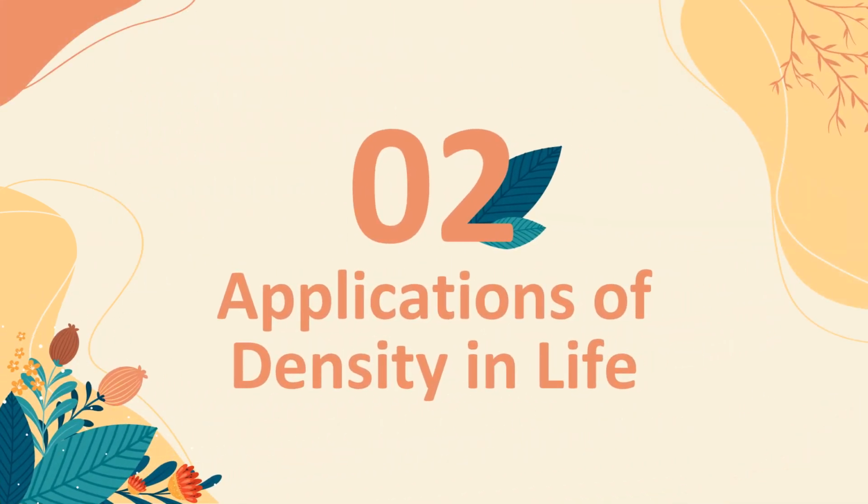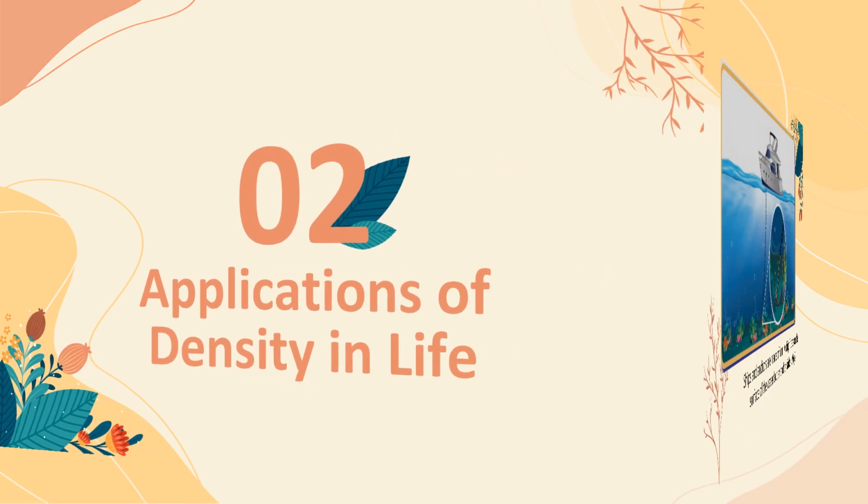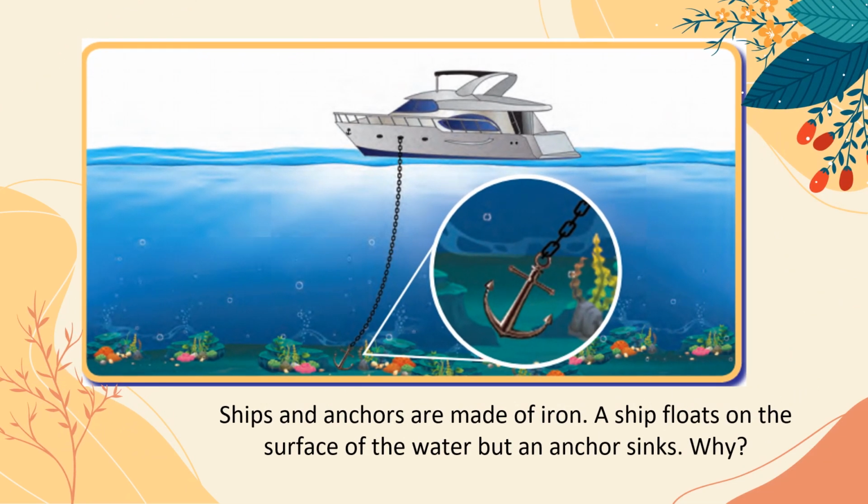Second objective, applications of density in life. Look at the picture. There are ships and anchors. Ships and anchors are made of iron. A ship floats on the surface of the water, but an anchor sinks. Do you know why? Can you tell me why? Yes, because the ship has a lot of airspace and the ship is less dense than the water. Then the anchor. Why? Because the anchor is more dense than the water.